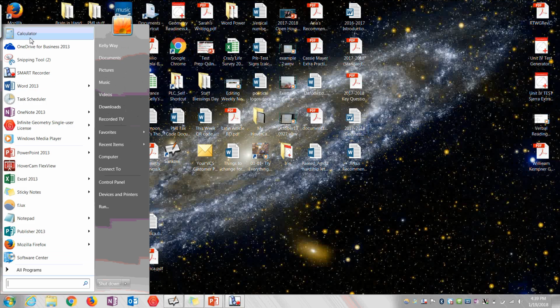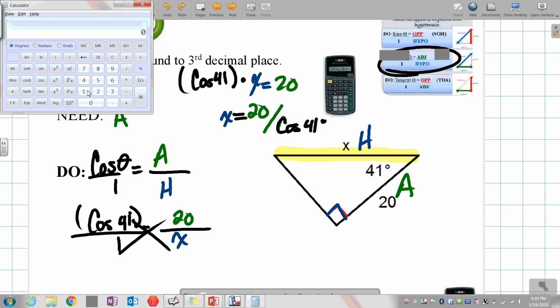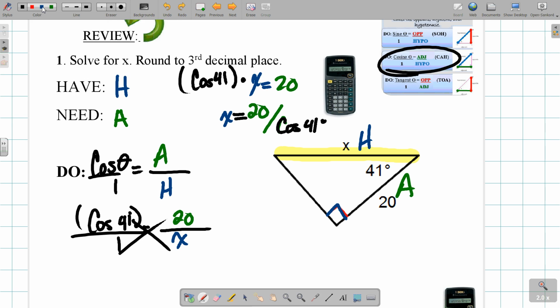My calculator here. That's 20 divided by 41 cosine. You should have gotten 26.500. So x equals 26.500, which makes sense because if that's the hypo, it has to be longer than 20.